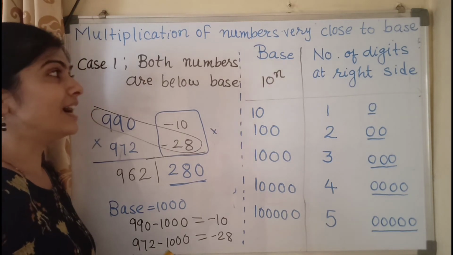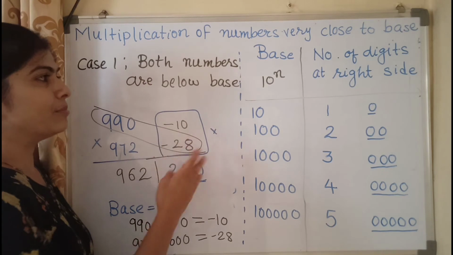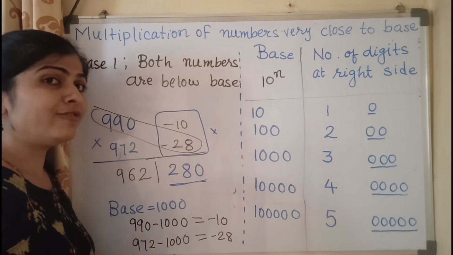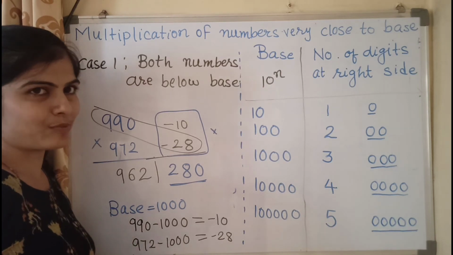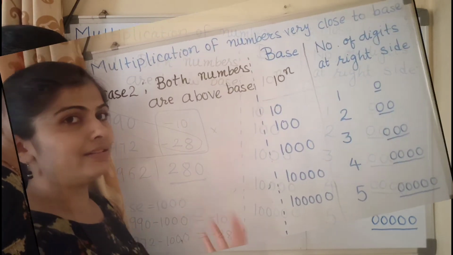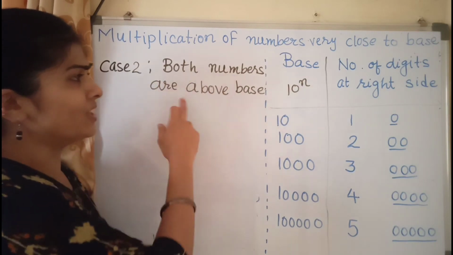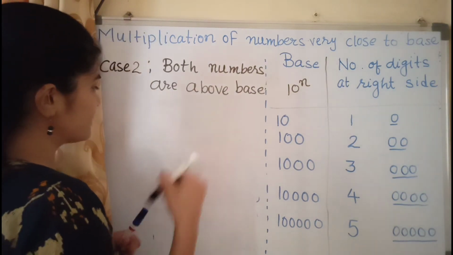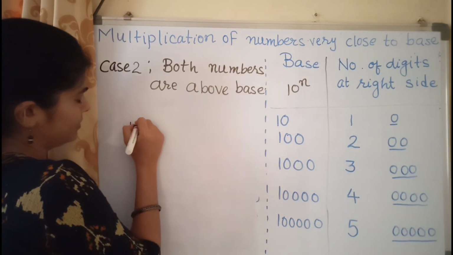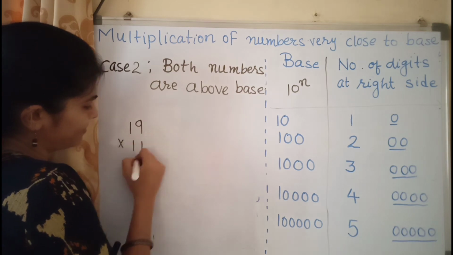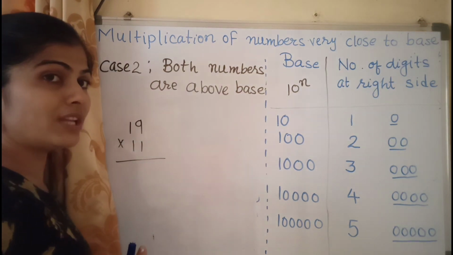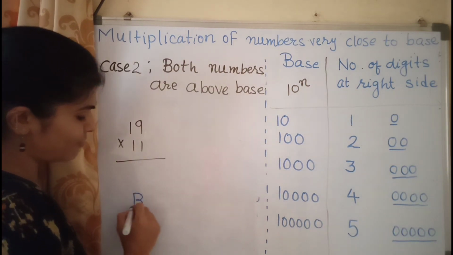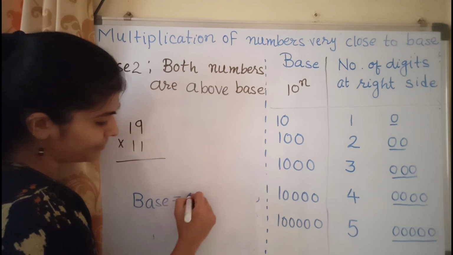Now let's consider another case. First case is both the numbers are below base. Now if both the numbers are above base, then what we should do? That I am going to explain to you. So let's start. Consider case number 2. Both the numbers are above base. What is the meaning of it? It means that, let's consider a number 19 times 11. You can see that both the numbers are closer to 10. So I can say that my base is how much? Base is equal to 10.